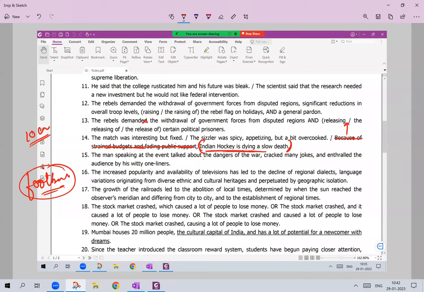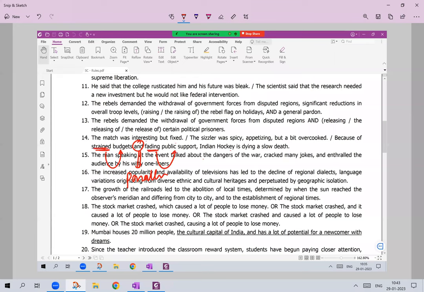But because it is a sentence correction, whatever sentence you write, whether you write an essential part or a non-essential part, everything should be written in a proper format. That is something which is extremely important. Now check over here. It says because of strained budgets and fading public support. So strained is what? Adjective for budgets or not? Is the "and" which looks for parallelism. Fading public support. Fading is an adjective for public support.